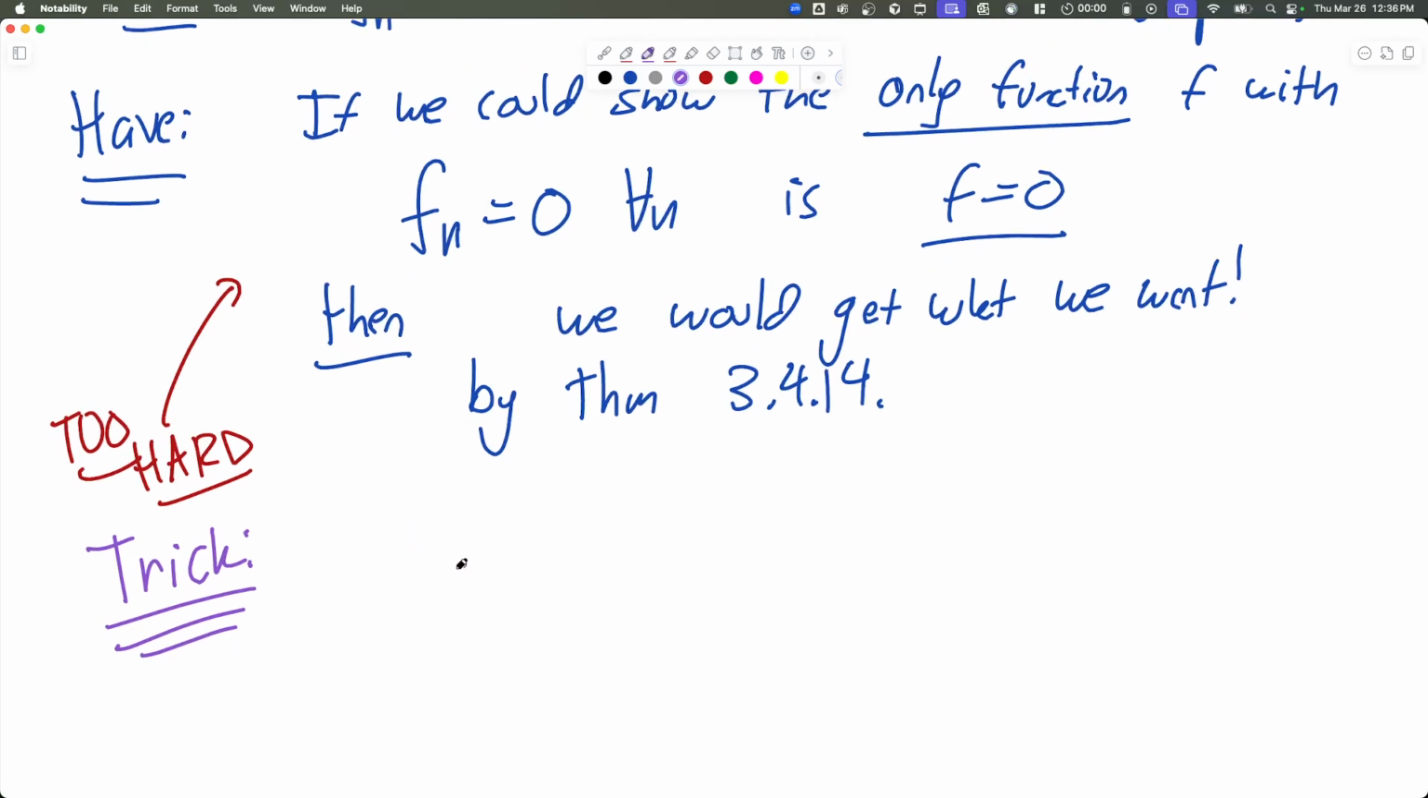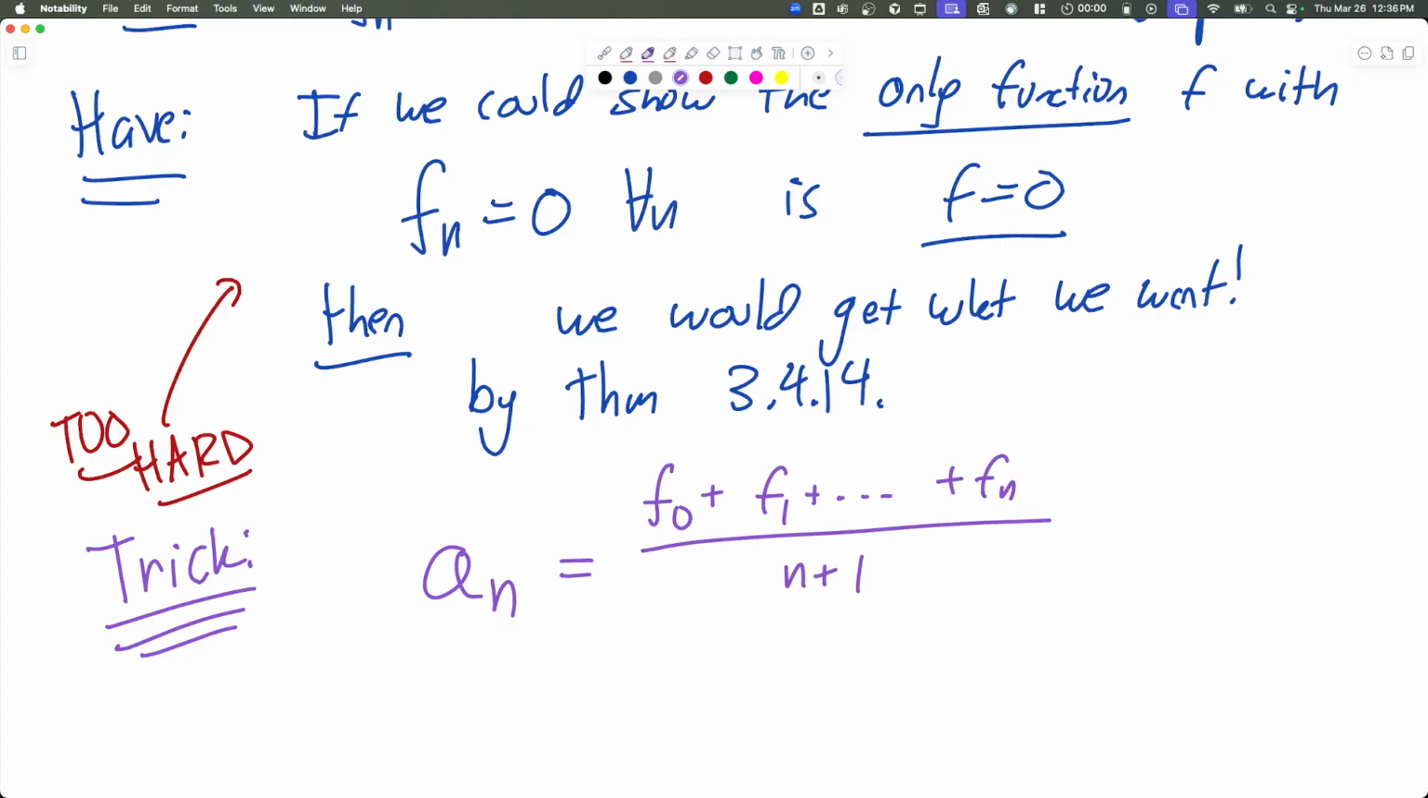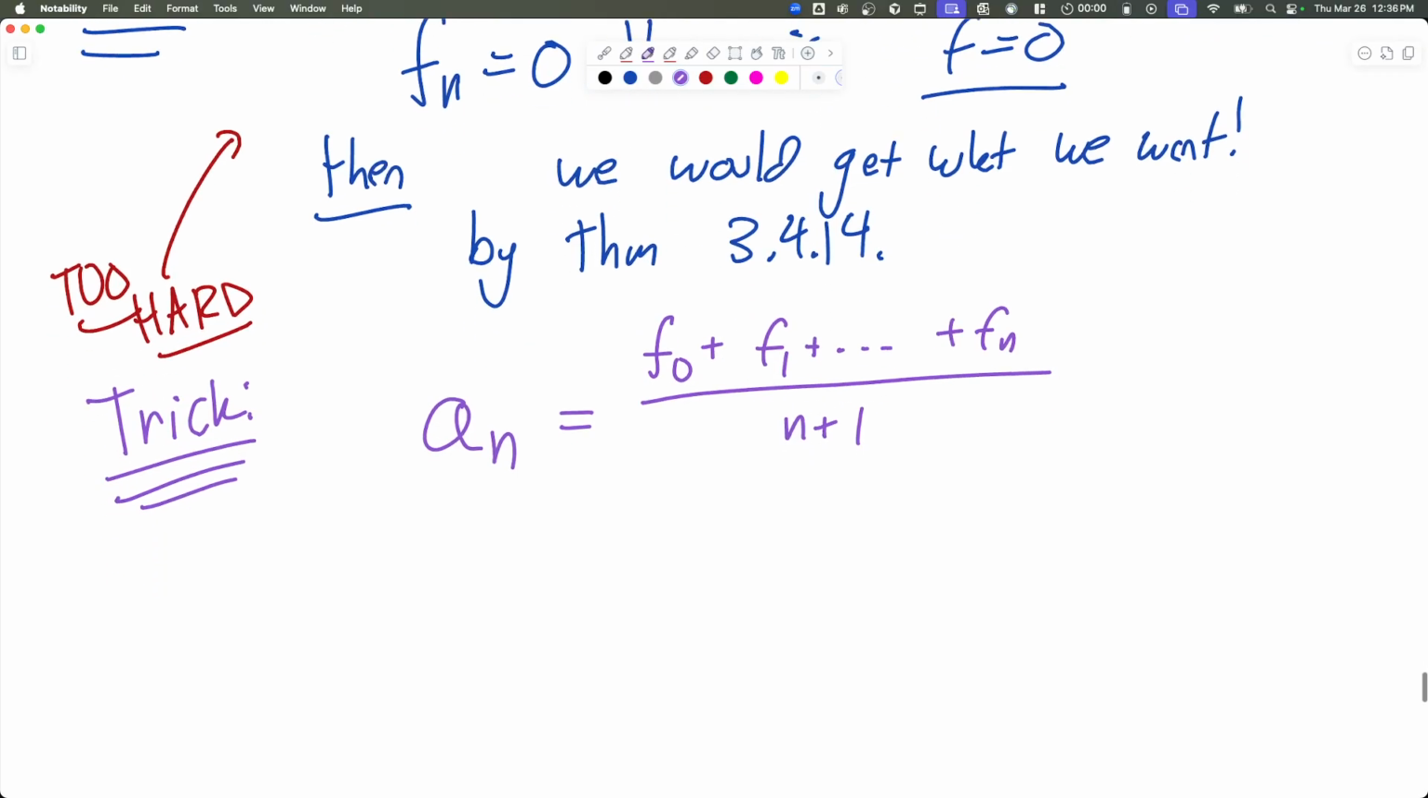We're going to define AN. AN stands for average, and it's the average of the first n f's: F0 plus F1 plus ... plus Fn divided by n plus 1. So there's n plus 1 of them. I'm going up to n, and I'm dividing by n plus 1. Some people call this the Cesaro average of f's. So Cesaro was some other dude.